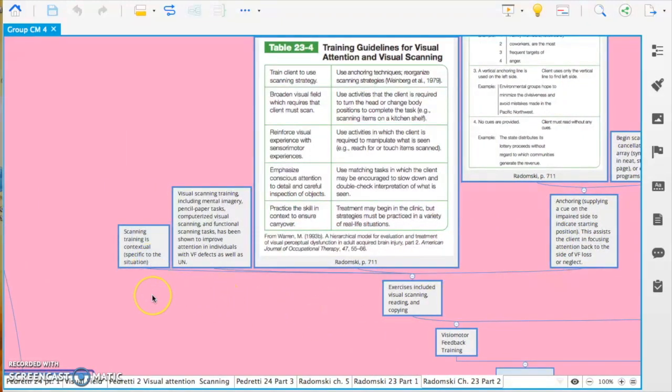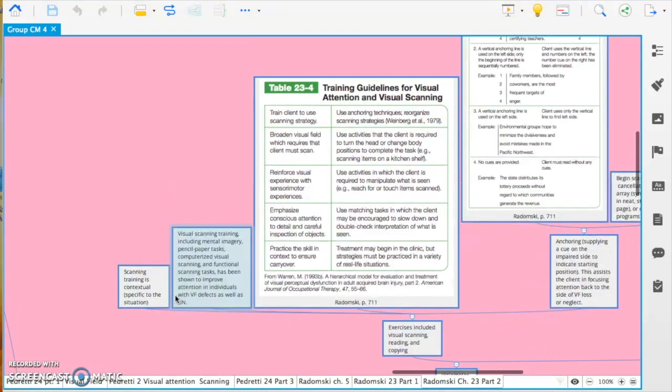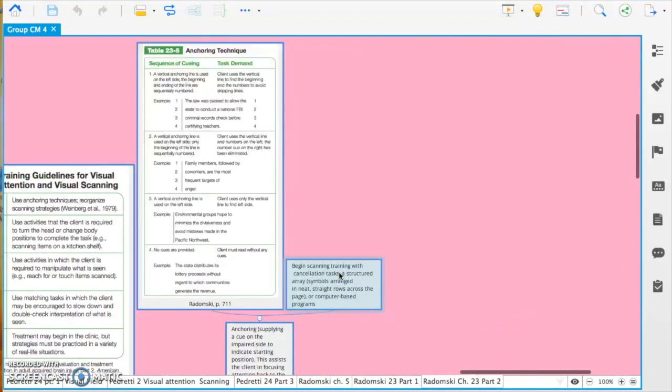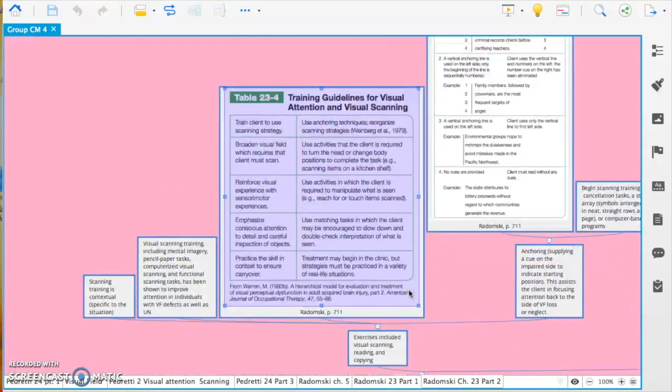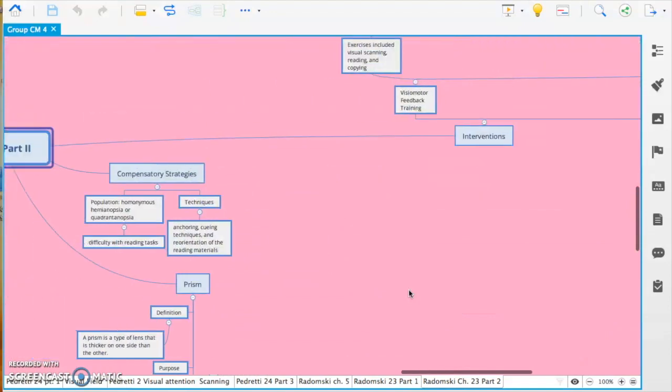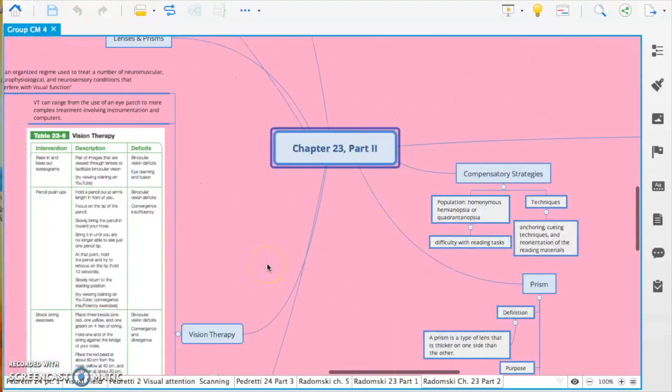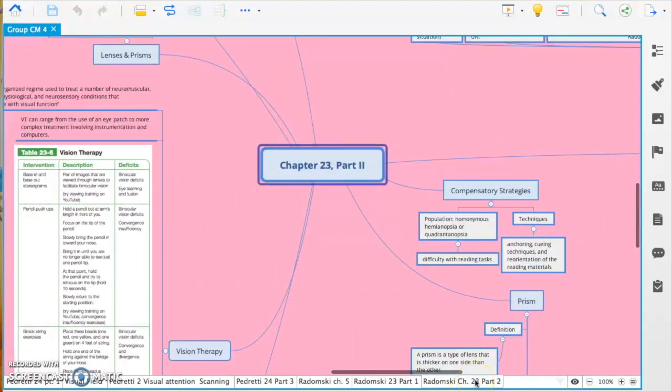And it's important to remember that scanning training is contextual, so it's very specific to the situation that the person is in, and you should always begin it with a cancellation task. And that is the end of our concept map presentation number 4 over vision.